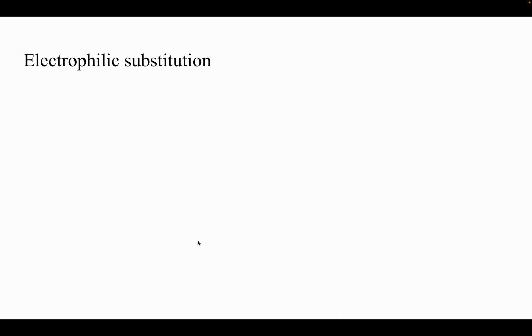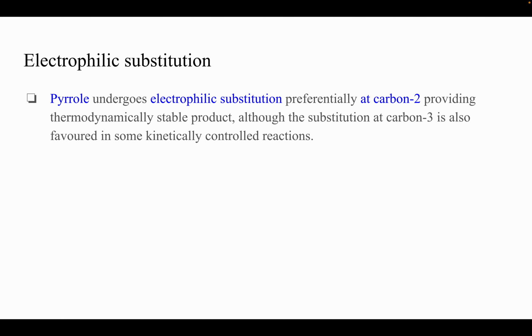Now you will see various reactions of pyrrole, like electrophilic substitution and reduction reactions. Before we learn the reactions, let's have a look at the rule of electrophilic substitution. Pyrrole undergoes electrophilic substitution preferentially at the second carbon. This depends on the charge distribution, the negative charge distributed over the structure of pyrrole, which is mostly at the second and third positions.